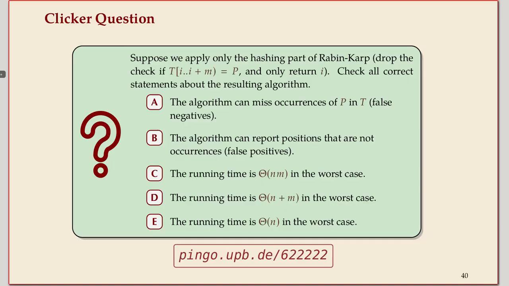So some texts also present the Rabin-Karp algorithm as exactly that, only the hash value and not the check. And then it's an algorithm that's not always correct, but always fast. And often you can turn such a randomized algorithm into one that's always correct, but not always fast. That's the version that I presented.